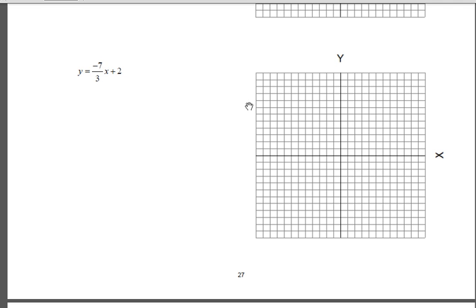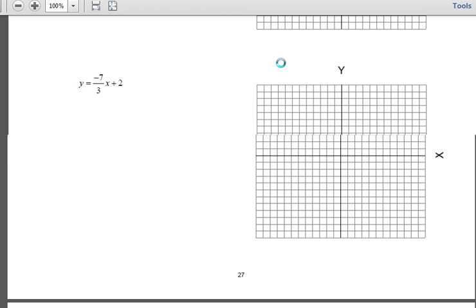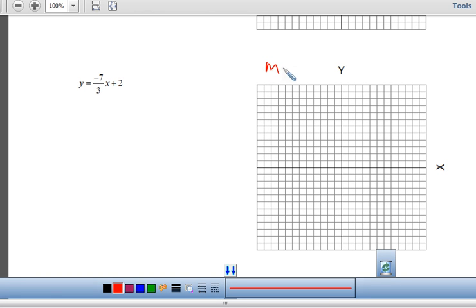So we've got the second one. y equals negative 7 over 3 x plus 2. So I've got my slope, negative 7 over 3. My y-intercept is 2. So step 1, identify the y-intercept. So it's (0, 2). Go ahead and plot that point.